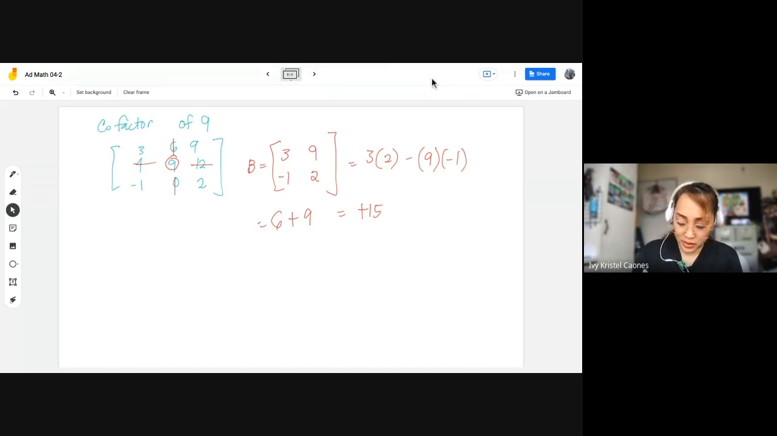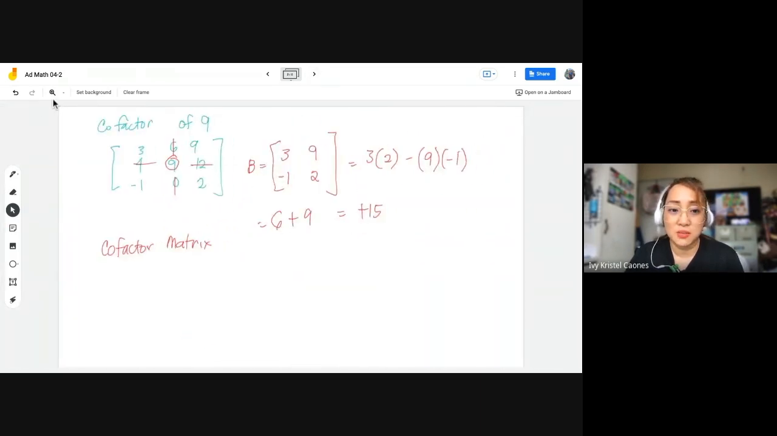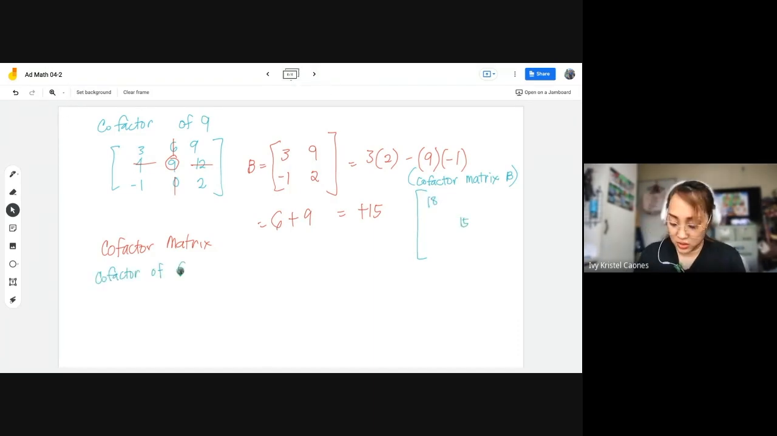When you say cofactor matrix, the definition is that it is formed by replacing each element in a given matrix by its cofactor. That means you will get all the cofactors of each element of the matrix. We already know that 18 is for this 3 and 15 is for the 9. So if we are going to determine the cofactor matrix, we have the cofactor of 3, 18, the cofactor of 9 is 15, and for 6, that will be 4, 2, 12, negative 1.